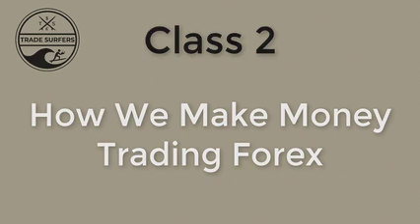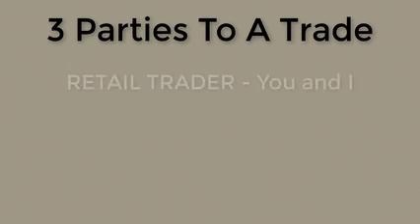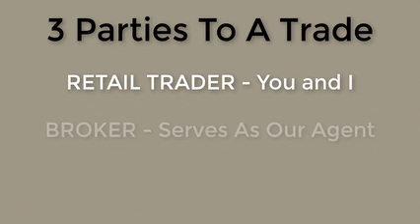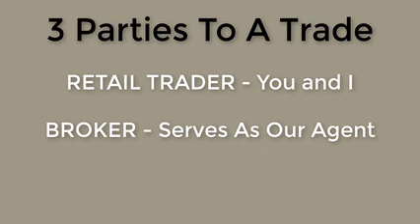So first off, the first thing that I need to explain to you guys is that there are 3 parties to a trade. Number 1 is the retail trader. That's you and I. So we're what's called a retail trader. And then the second party to the transaction, or to a trade, is the broker. That's the guy that serves as our agent.